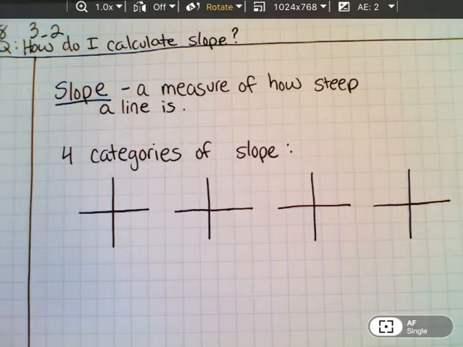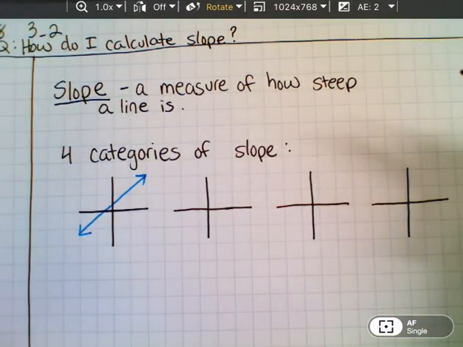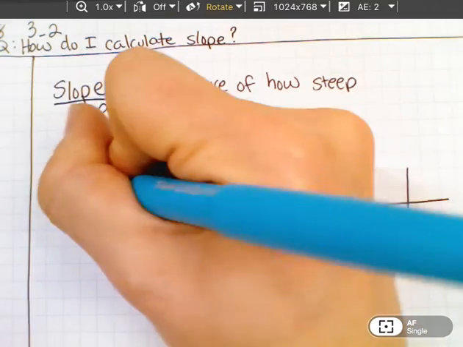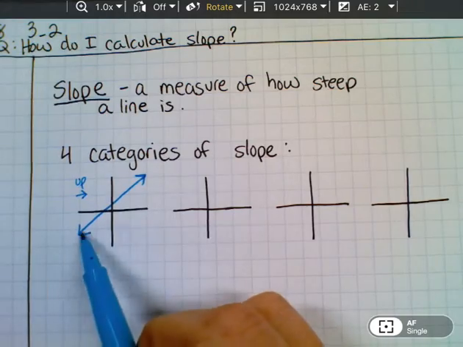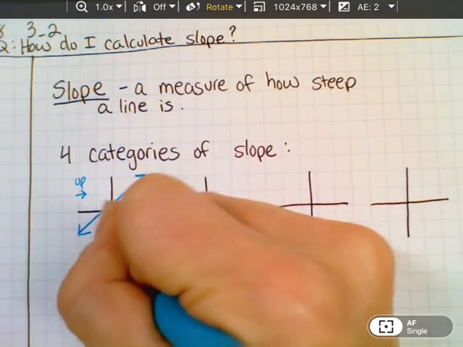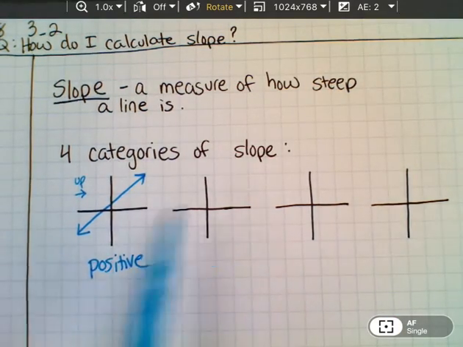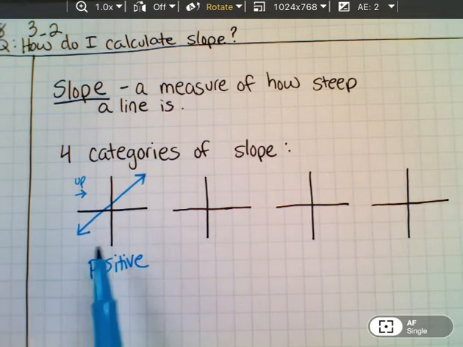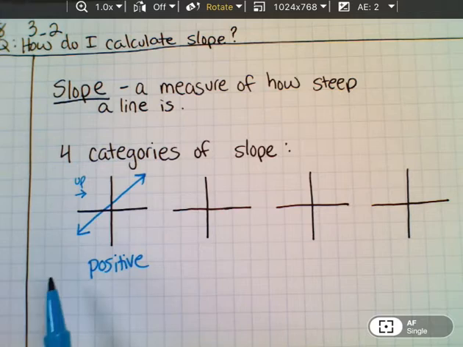The first type of slope is when you have a line that goes up and to the right. So I'm going to write up and to the right. So this one, as we move to the right, it goes up. This is a positive slope. So we read graphs from left to right just like we read English from left to right. And the reason I know this is a positive slope is as I go from left to right, the line goes up. That means it is positive.